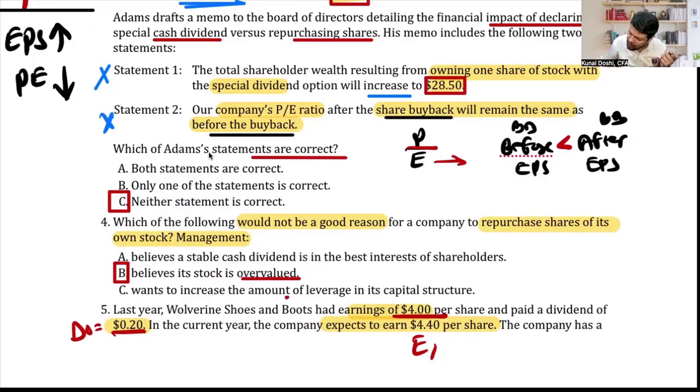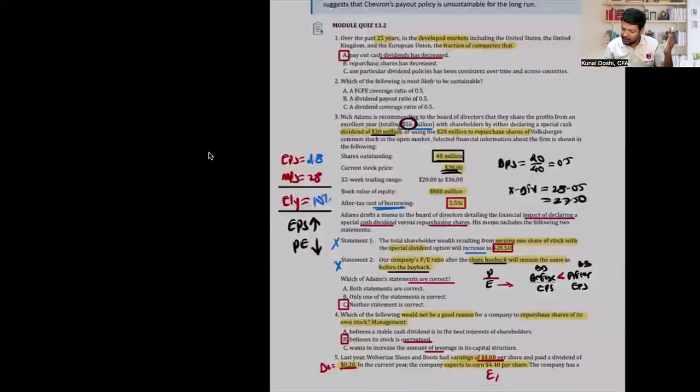Wants to increase the amount of leverage and capital. No, that is not the reason for doing buyback. Buyback is when you want to give a signal. When management wants to give a signal, that's the appropriate reason for buyback. Correct?